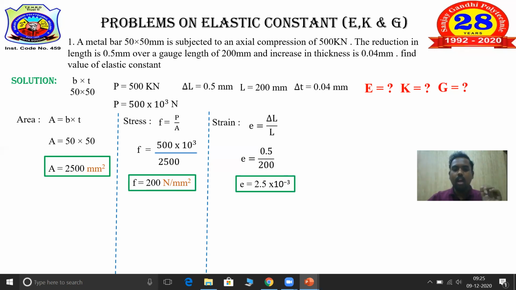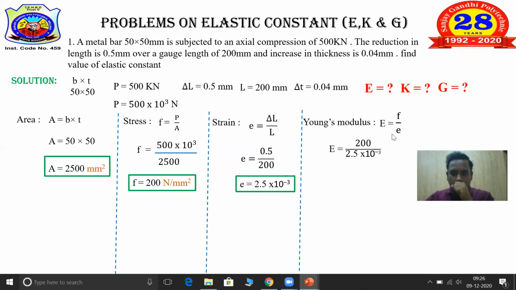Well, after strain, I'll go for Young's modulus. Young's modulus formula is E equals F by e. Just cross check. Can we solve for this formula? Young's modulus is unknown. F, we know the value, we have just found it out. What about the strain e? Yes, we know the value. Just substitute the values. E is equal to 200 divided by 2 into 2.5 into 10 power minus 3. I have substituted the values of F and e. On calculation, I'll get the value of E equals 80,000 Newton per mm square. This is the value of Young's modulus.